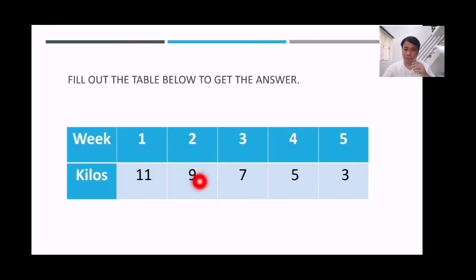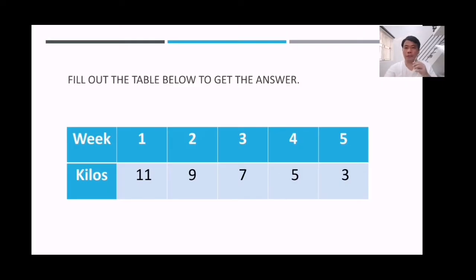Okay, so the first one, the weeks, is increasing. Right? Increasing. It increases by one after the other. So, 1, 2, 3, 4, 5. This one, the kilos, 11, 9, 7, 5, decreases by 2 from its preceding number. So, obviously, when the distance, what is subtracted or added, is the same, these two sets of numbers can be classified as examples of a sequence.